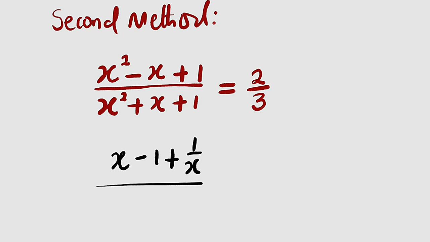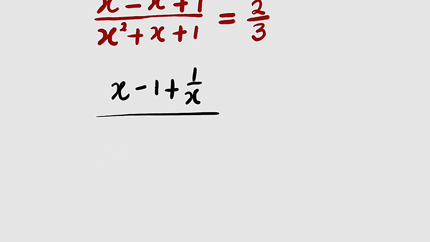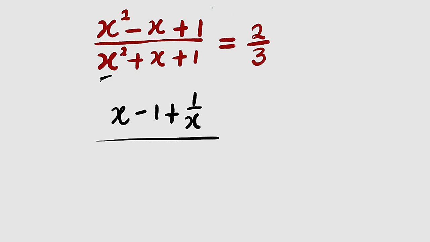Do the same thing to the numerator. x squared here divided by x. That will give us x. x divided by x. That will give us positive 1. And we have 1 divided by x. This is equal to 2 divided by 3.